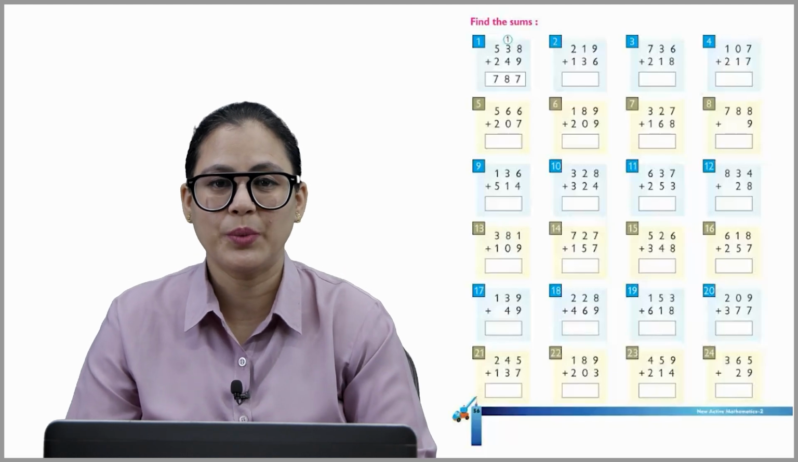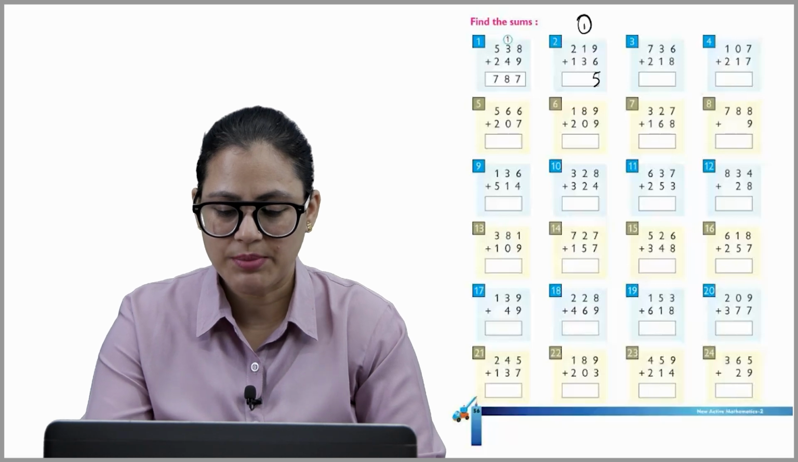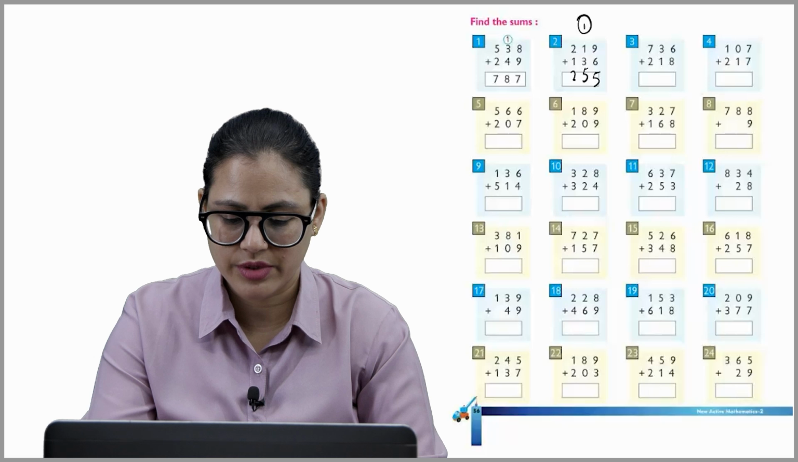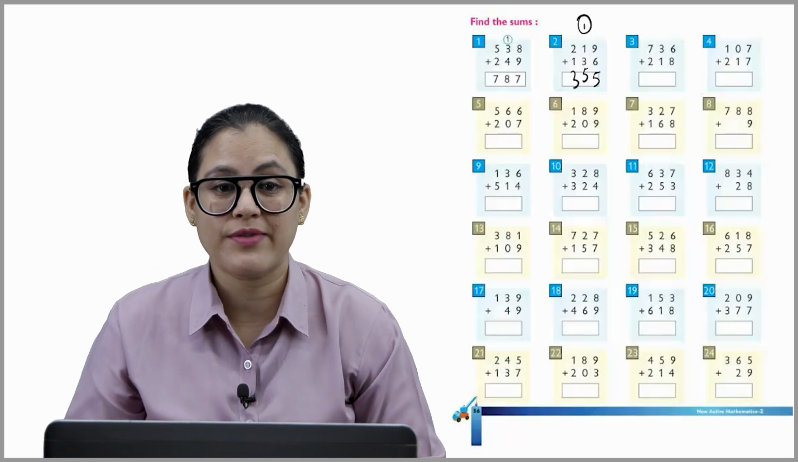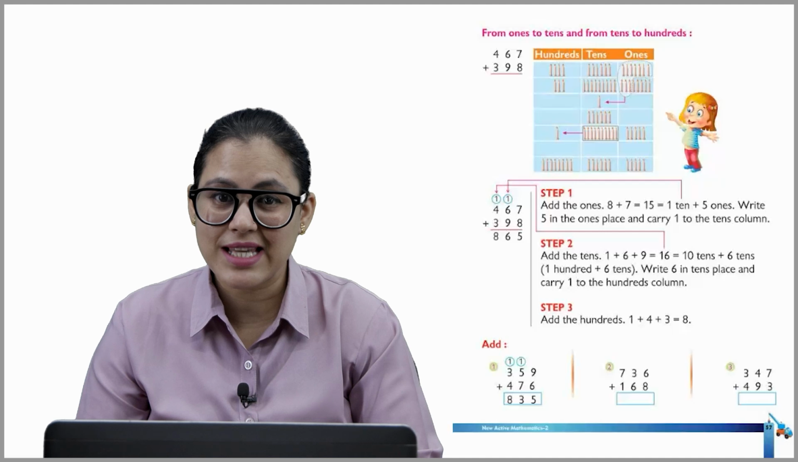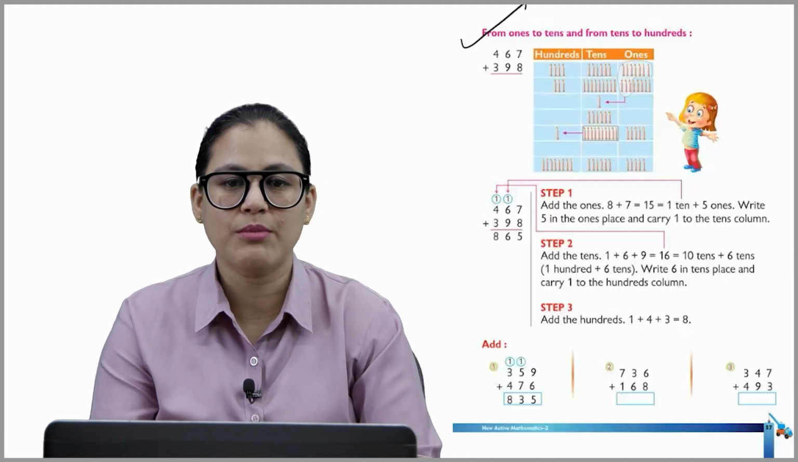Now, find the sum. One has been done for you. We'll do a second one. 9 plus 6, 15. We will write 1 here. 3 plus 1, 4 plus 1, 5. 2 plus 1, 3. So, 355 is the sum, right? From ones to tens and from tens to 100. See, we have to find the sum of these two numbers.